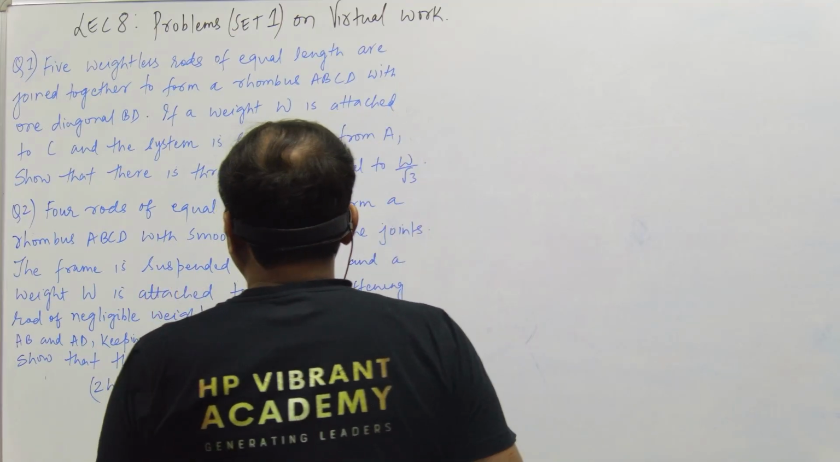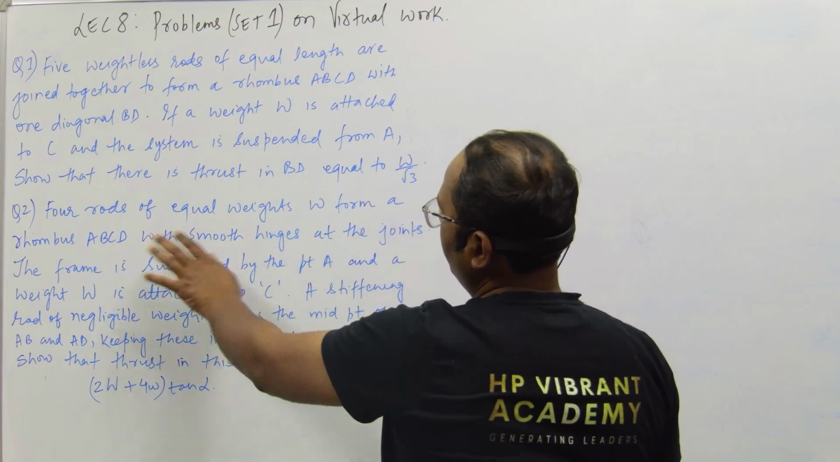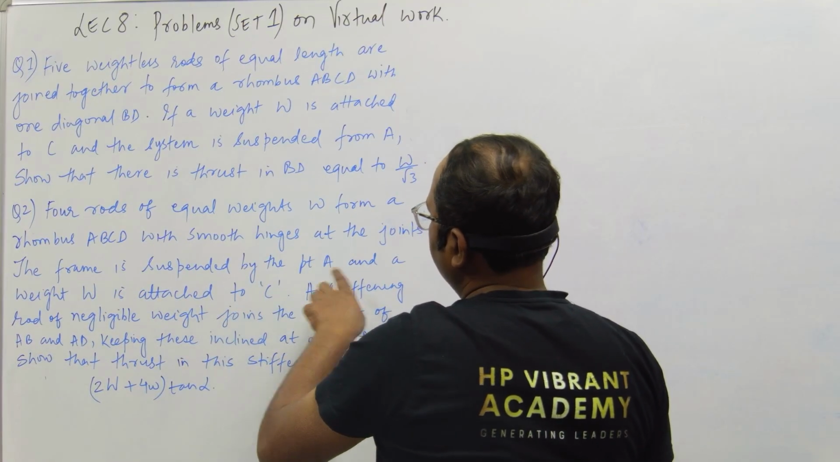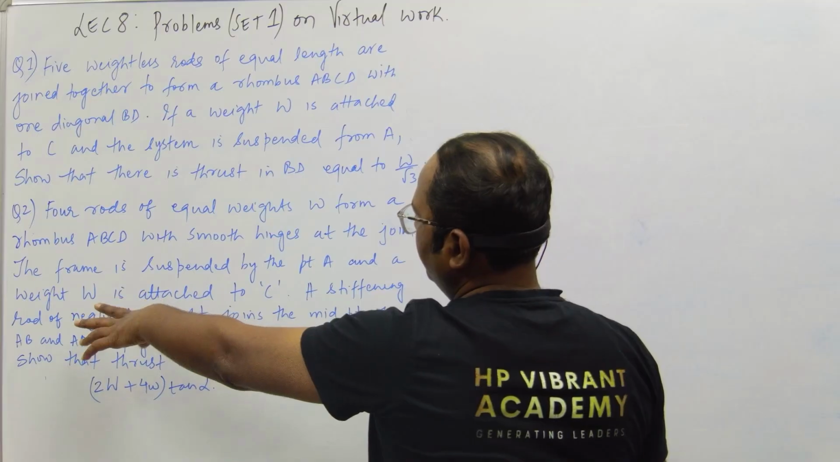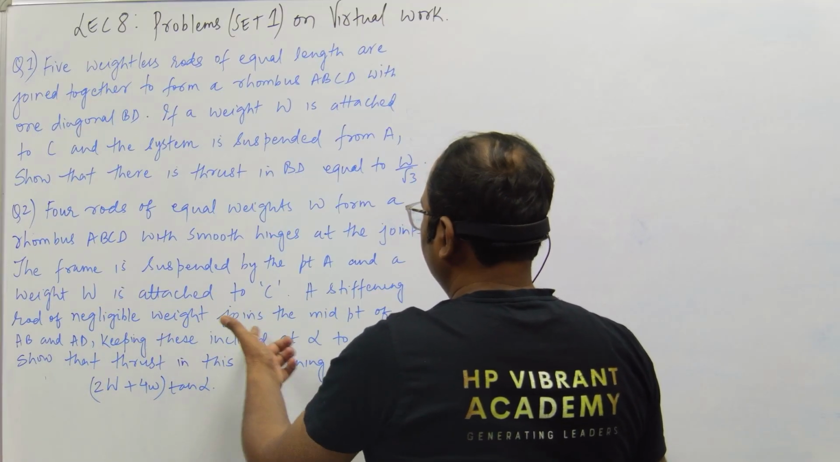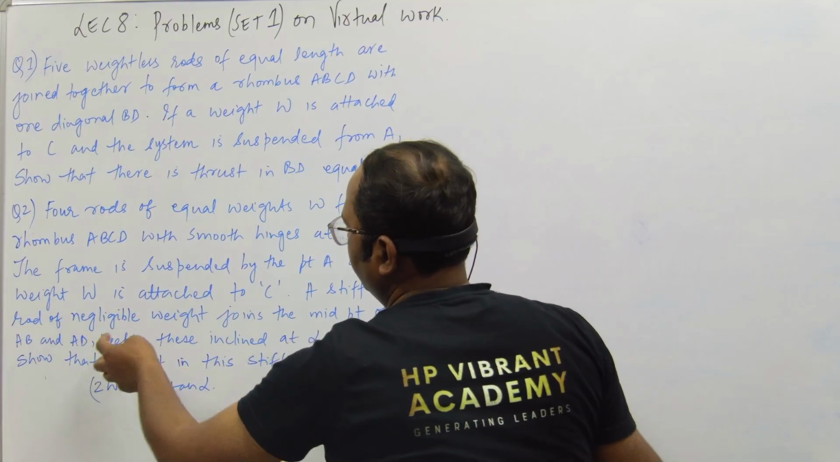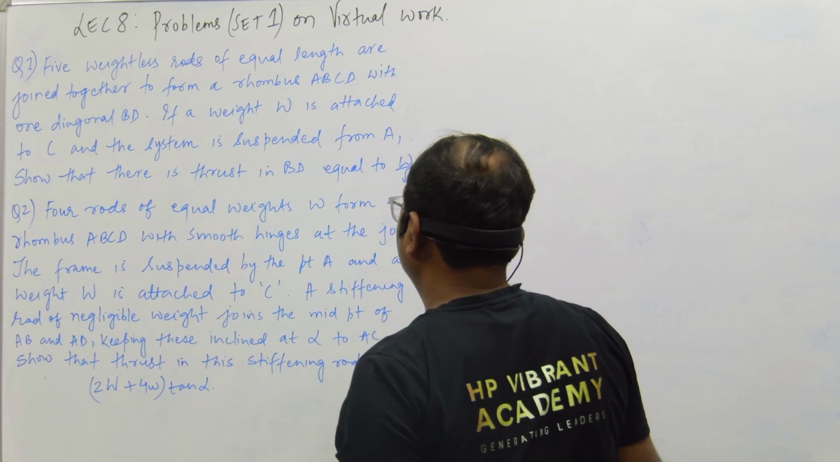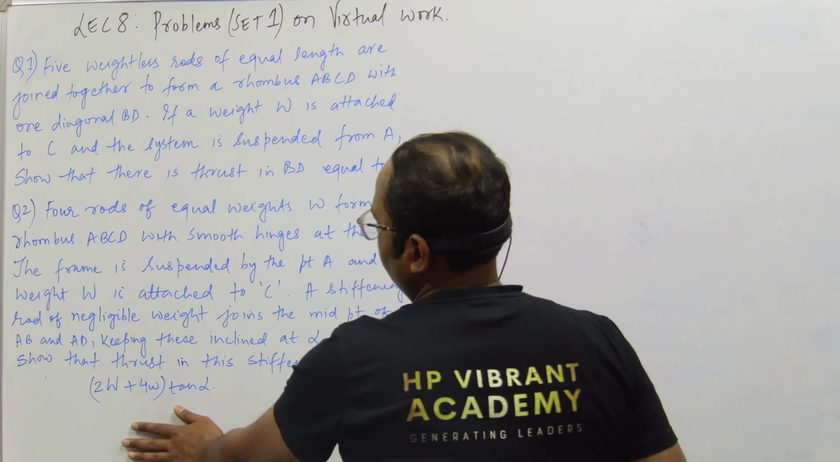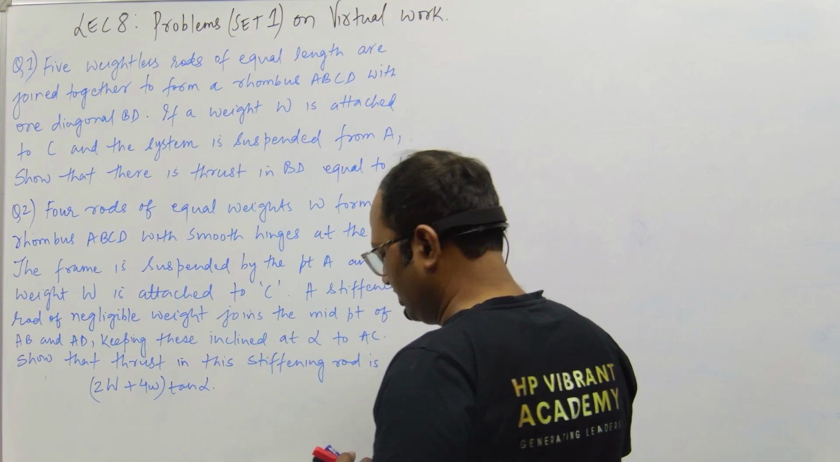So we have 4 rods of equal length W forming a rhombus ABCD with smooth hinges at the joints. The frame is suspended by point A and a weight capital W is attached to C. A stiffening rod of negligible weight joins the midpoints of AB and AD, keeping these inclined at alpha to AC. Show that the thrust in this stiffening rod is given by this particular expression. Okay, so let us solve this.